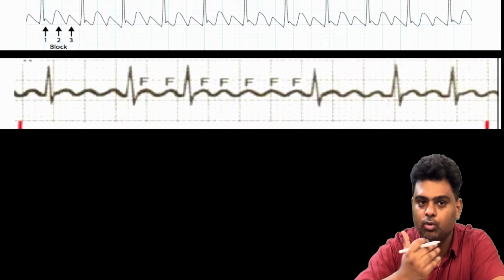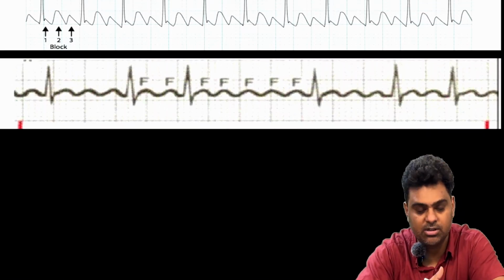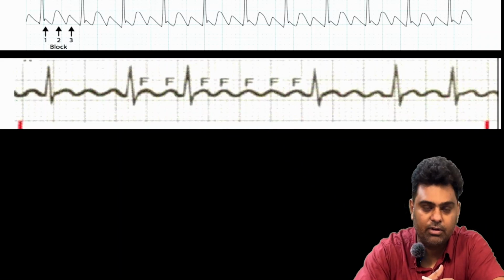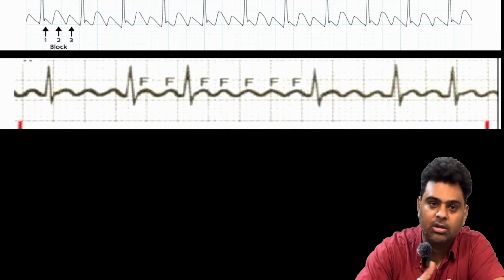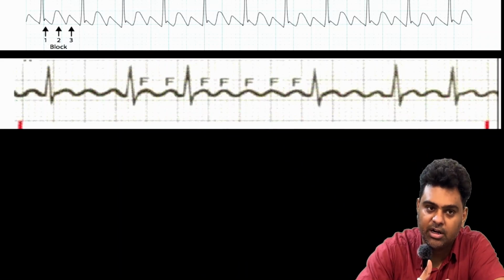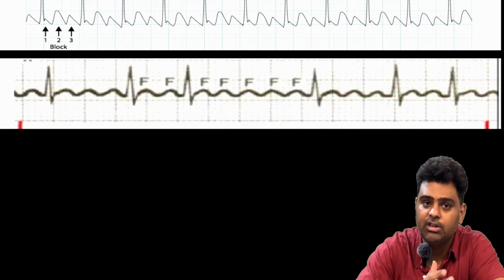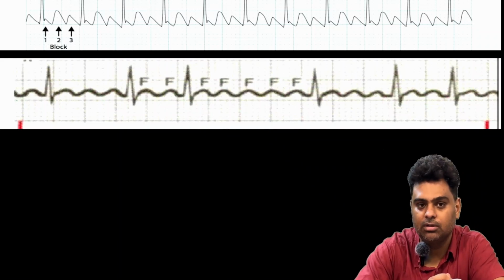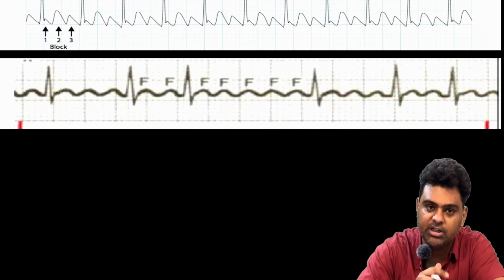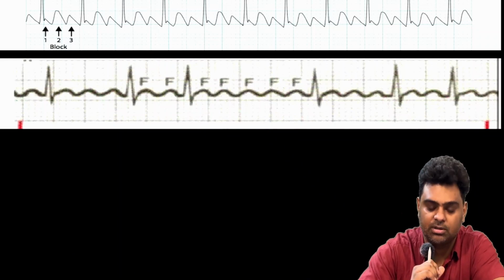But how do we go about it, because there are other rhythms, for example atrial flutter with a variable AV block, and multifocal atrial tachycardia. They also sometimes present with a variable rate. So how to differentiate these from atrial fibrillation? This is our first thing.